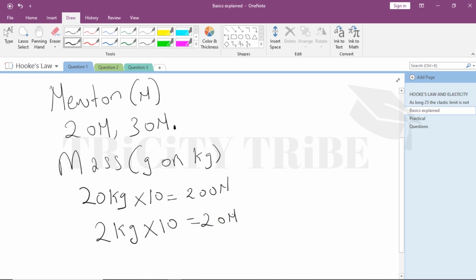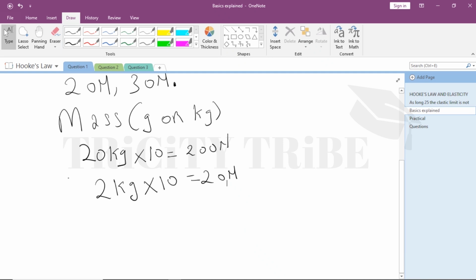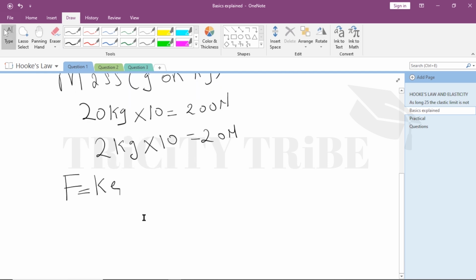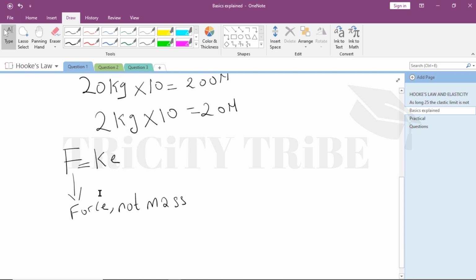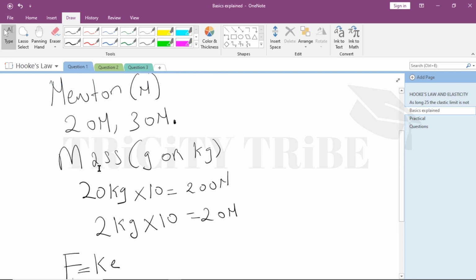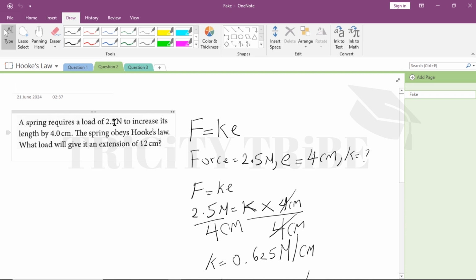Because when you are dealing with Hooke's law, the formula is F equals K E. And we understand that your F is force, not mass. Do you understand now? Your F is force, not mass. When you are given a question, look at these questions. Can you see that the force was in Newton, or the tension was in Newton, not mass?